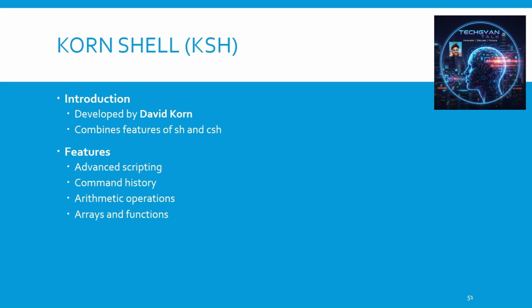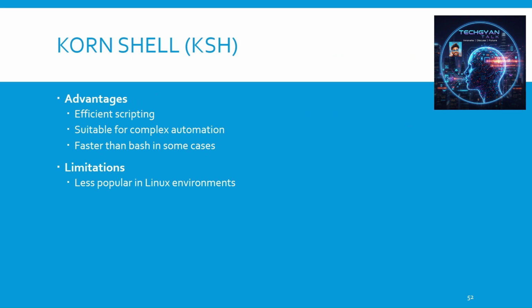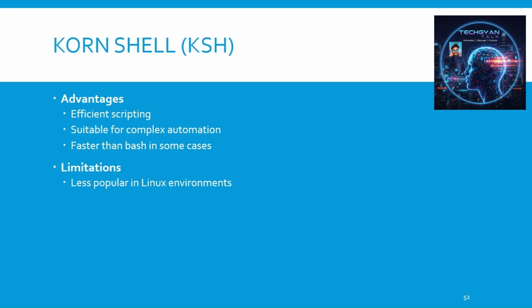Korn shell, KSH. Introduction: developed by David Korn, combines features of SH and CSH. Features: advanced scripting, command history, arithmetic operations, arrays and functions. Advantages: efficient scripting, suitable for complex automation, faster than Bash in some cases. Limitations: less popular in Linux environments.